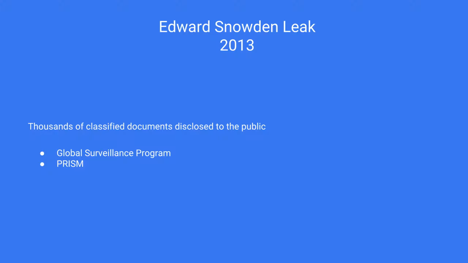So one of the major leaks was this global surveillance program called PRISM, and this was the NSA's global surveillance program that would collect internet communications of millions of users, and this was kind of a wake-up call to a lot of Americans and people in other countries.